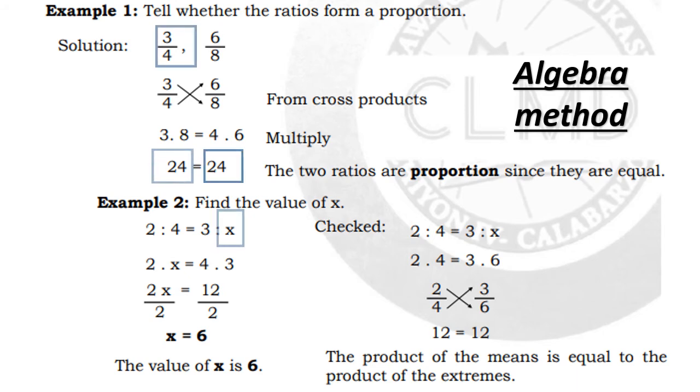12 divided by 2 is 6. Therefore x equals 6. To check, just cross multiply. If the answer is the same, you are correct. 4 times 3 is 12 and 6 times 2 is 12 also.